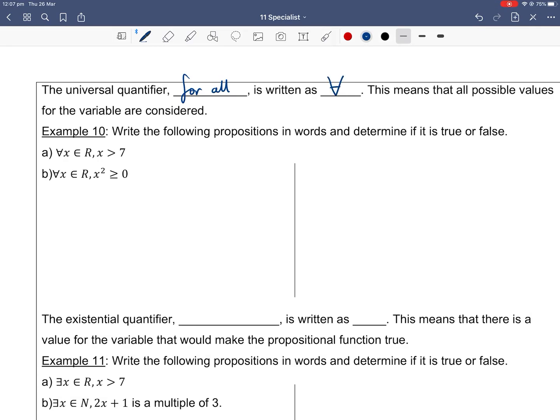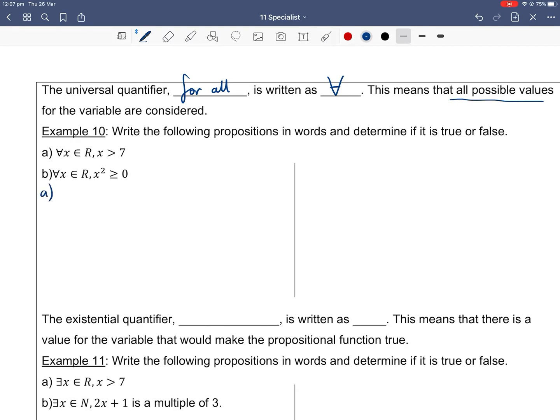Write an A upside down. That's the "for all" symbol. It means that all possible values of the variable are considered, everything. So example 10, I'll write the following propositions in words and determine if it's true or false.